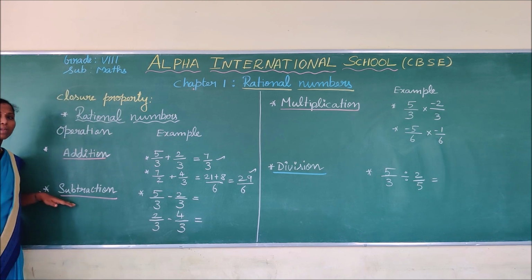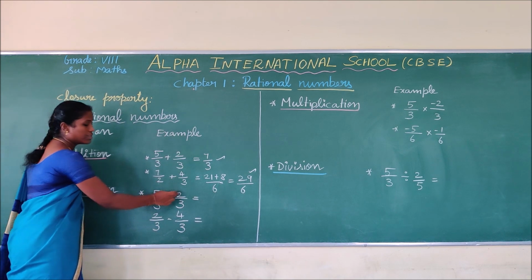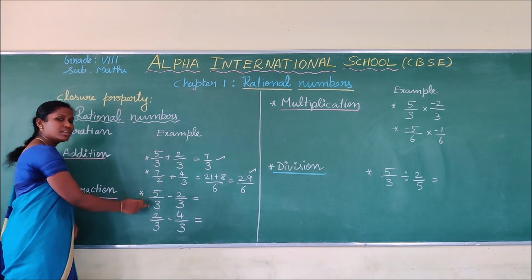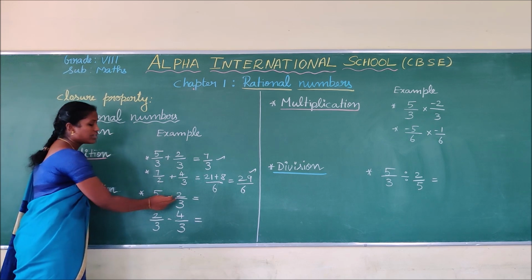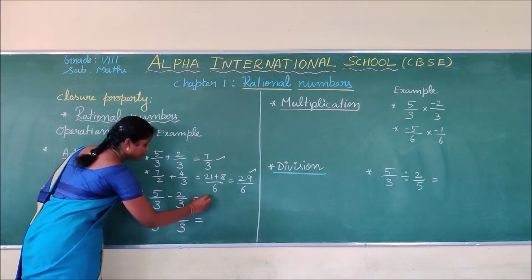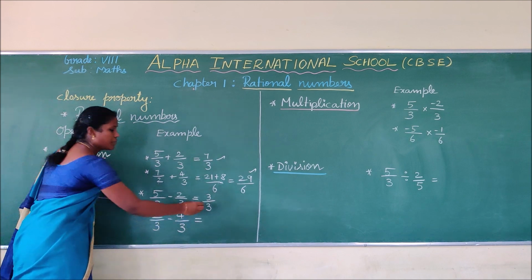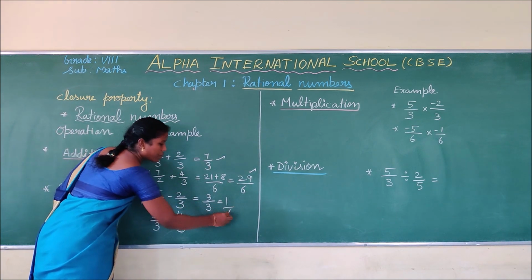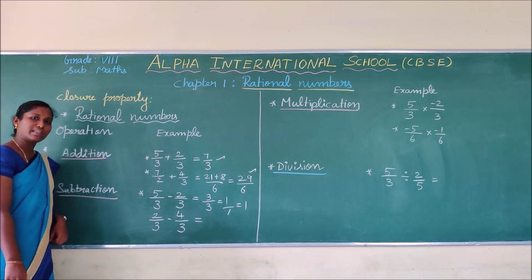Next, check for subtraction. Here 5 by 3 minus 2 by 3. 5 by 3 is a rational number. 2 by 3 is a rational number. If you subtract these two numbers, what is the result? 5 minus 2 is 3, so 3 by 3. If we cancel this, the answer will be 1 by 1. We can write it as 1. It is also a rational number.